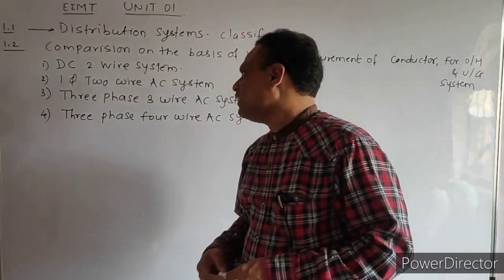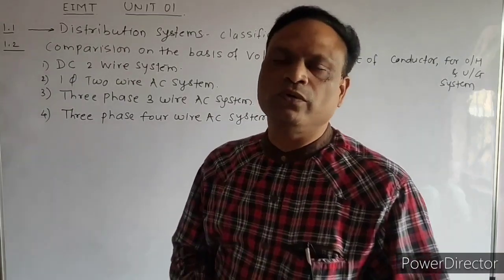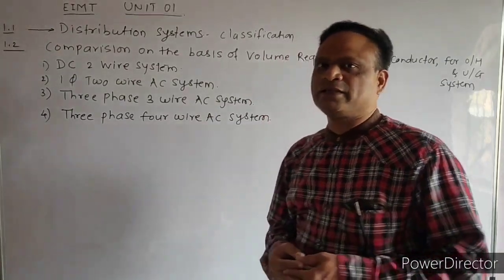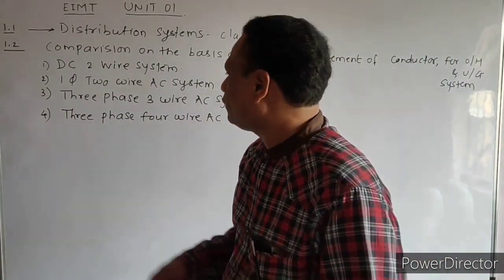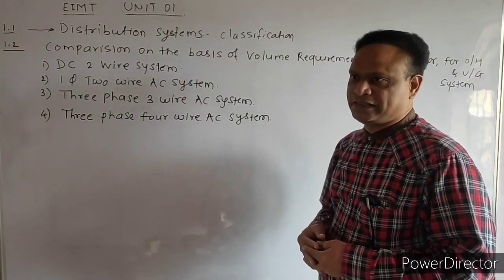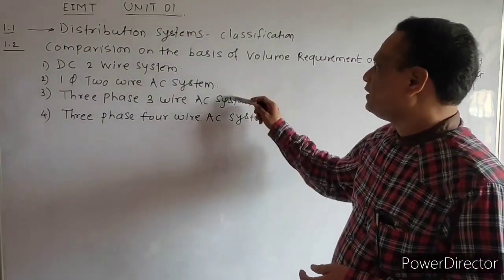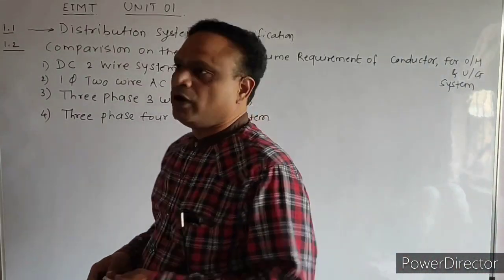Now next will be 3 phase 3 wire AC system. For that we are going to derive the expression for volume of conductor required, and next will be 3 phase 4 wire AC system. Now you can see these are the overhead systems. Again this will be also an overhead system.